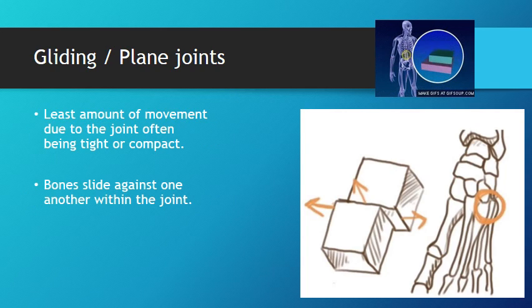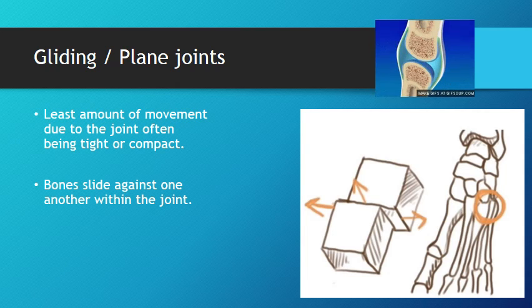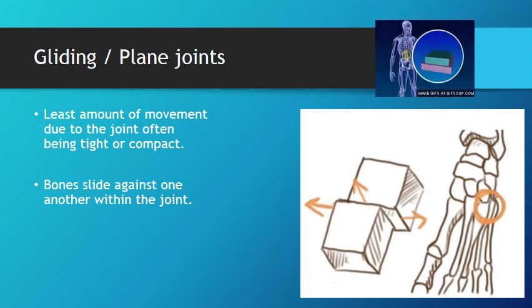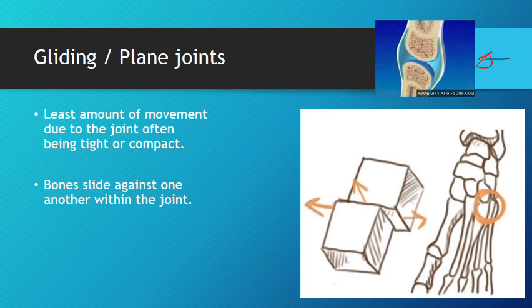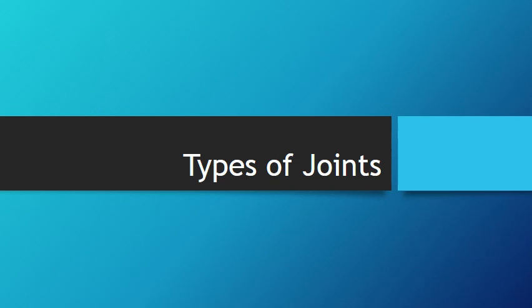Gliding or plane joints are where bones are sitting together and all they do is really slide against one another. Probably the best example are your little short bones in your hands and your feet. So your tarsals and your carpals, they tend to rub together, as you can see in the GIF up here. And some vertebrae behave like this as well. So that is your types of joints.